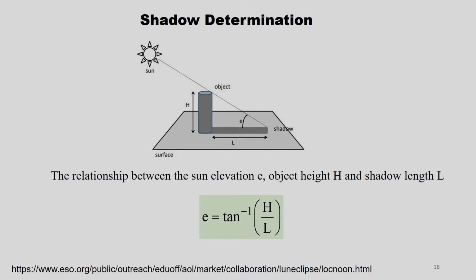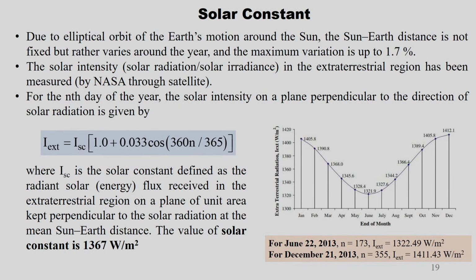And then shadow determination. This most of you know already. This is nothing but an object, its height is h and its projection is L, and this is nothing but the elevation, the sun's elevation. In that way tan E is nothing but h upon L. So, E is tan inverse of h upon L. This way shadow determination can be done.